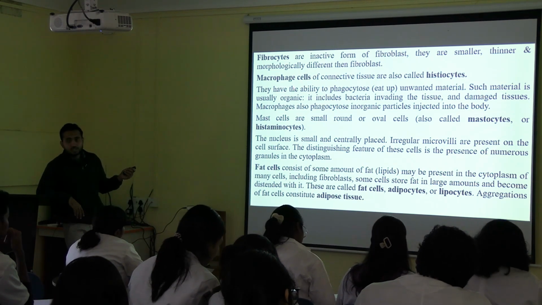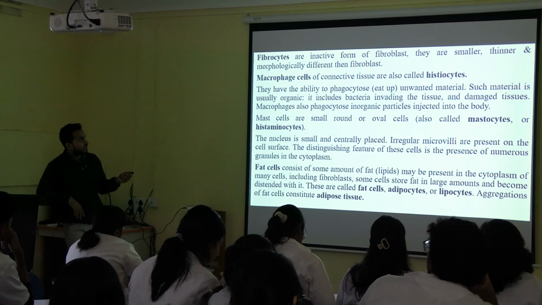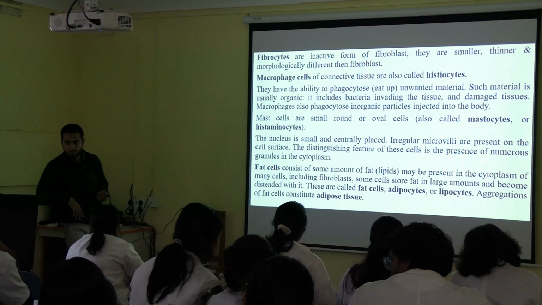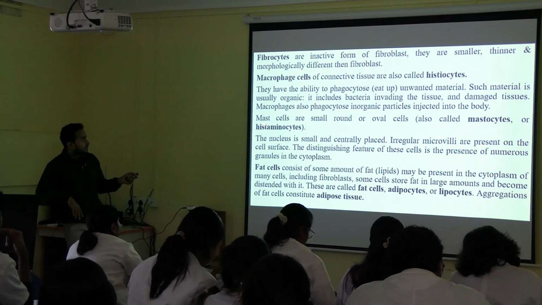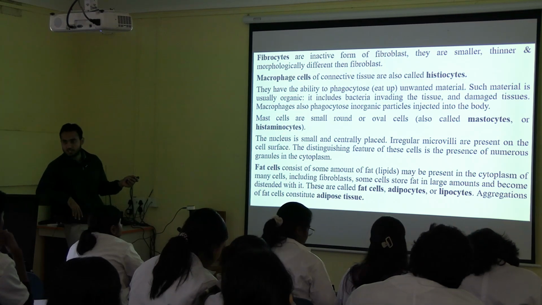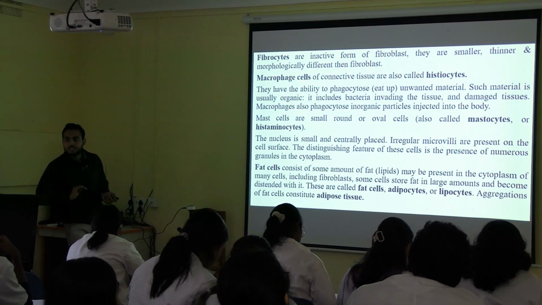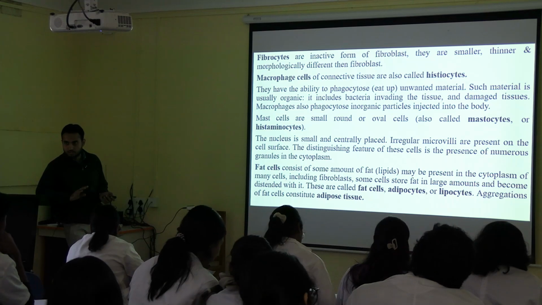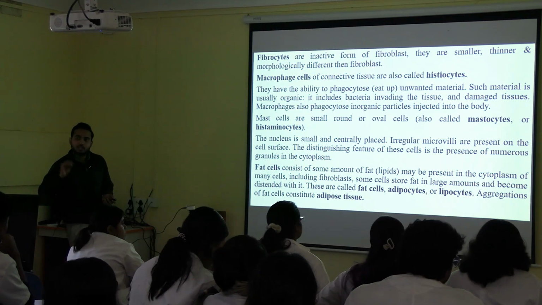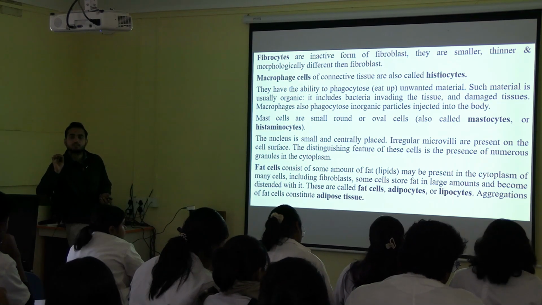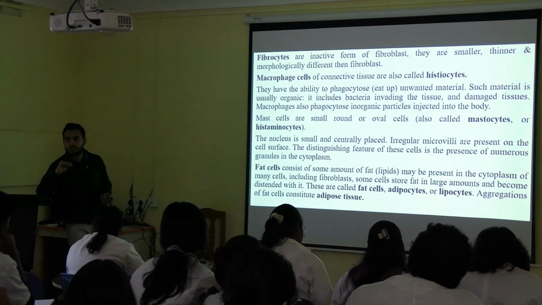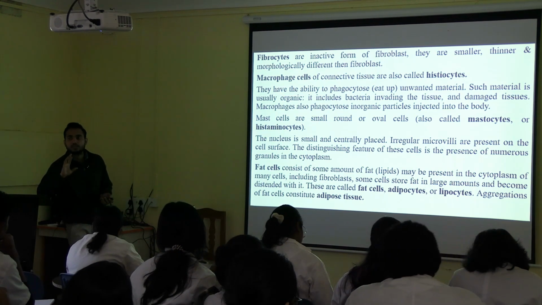Next, macrophages. Already you know what macrophages are, you have studied. These are called histiocytes. The main function is phagocytosis. Next, mast cells are there. They are small, round or oval shaped, and they are also called histaminocytes. I hope everyone is aware of histamine, which is a precursor of allergic reaction in our body. So all the anti-allergic drugs or pills you take are antihistaminics, that means they inhibit the secretion of histamine. Mostly they target the mast cell.